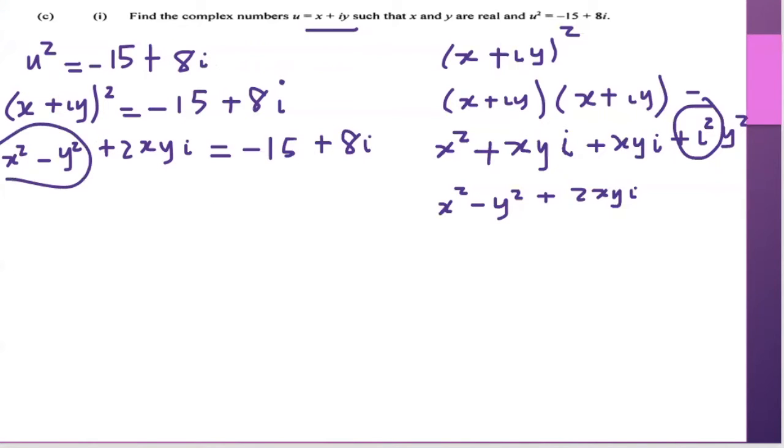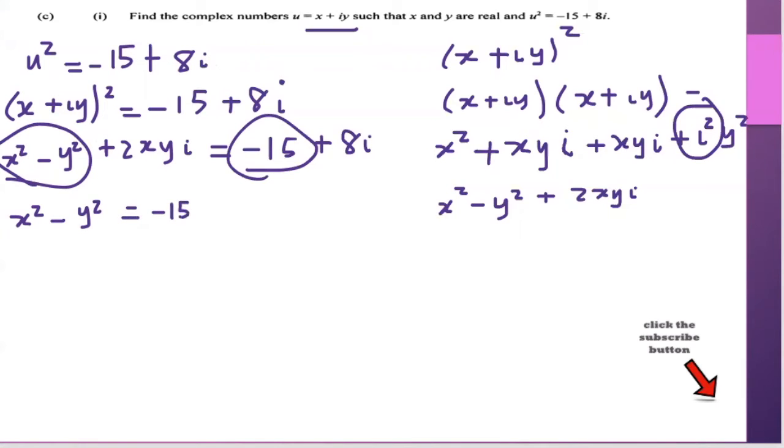Now, x squared minus y squared is a real. I'll equate it to be equal to negative 15. So I'm equating the real to the real. So x squared minus y squared is equal to negative 15. And then my imaginary, 2xy, is equal to 8. So here I have simultaneous equations.